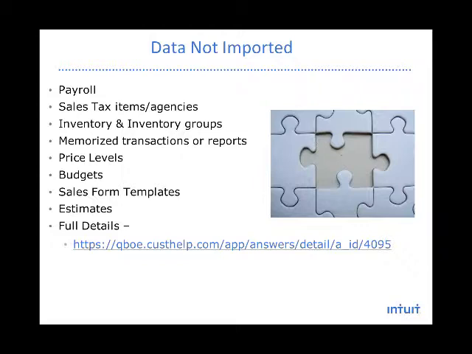Also, estimates convert, so that shouldn't be on there. QBO doesn't have price levels anyway. Budgets don't come over, and like Katie had mentioned, you can customize forms, but you can't really create templates, so the sales form templates don't come over.